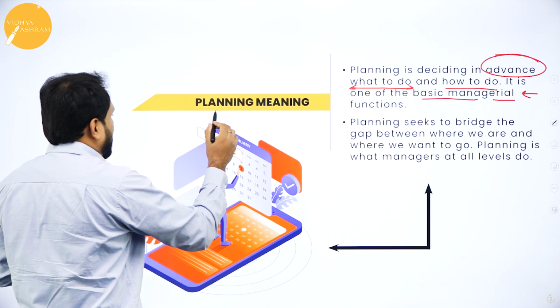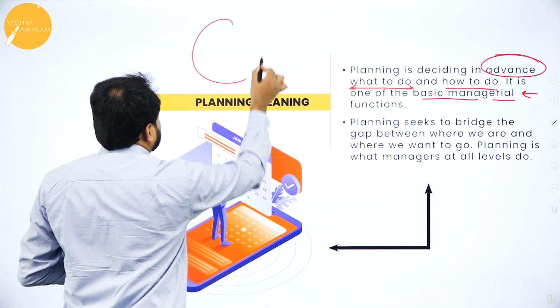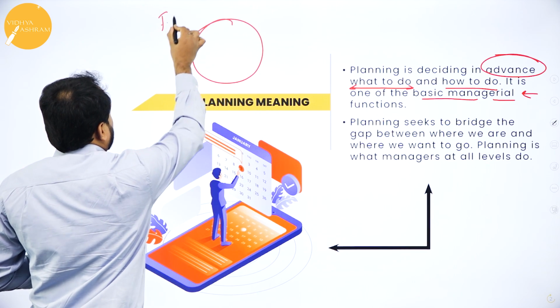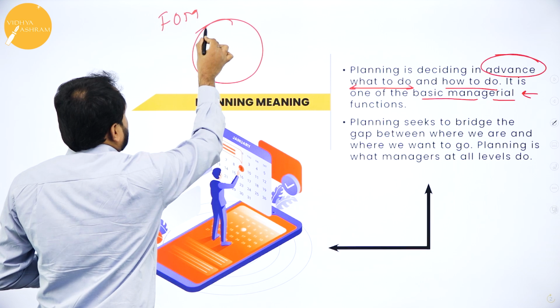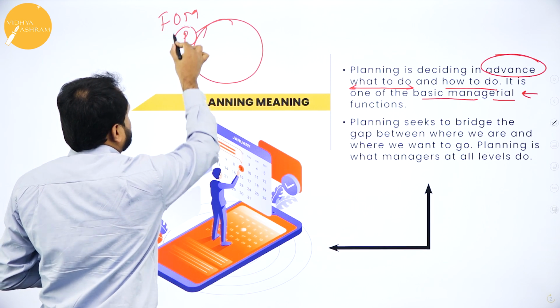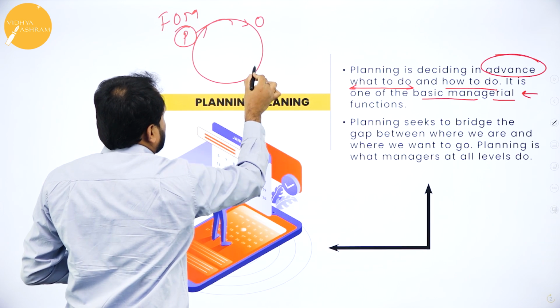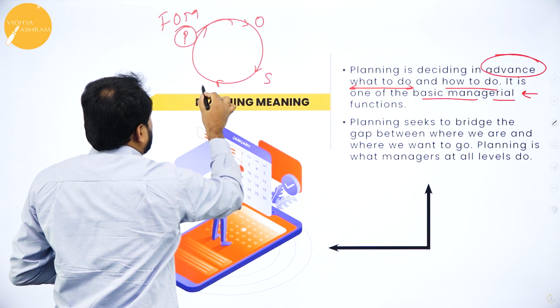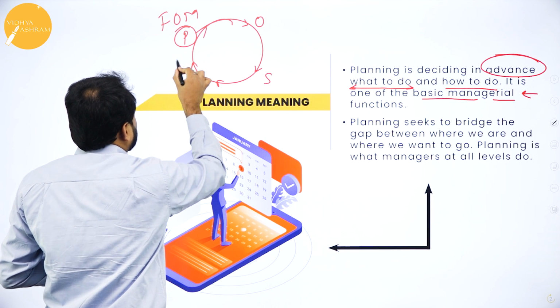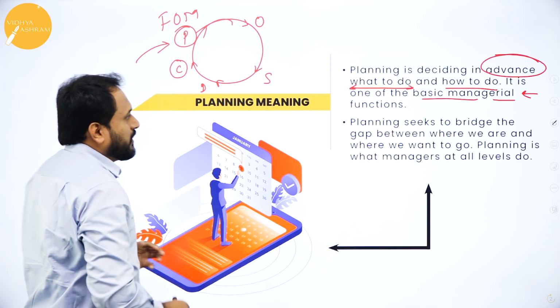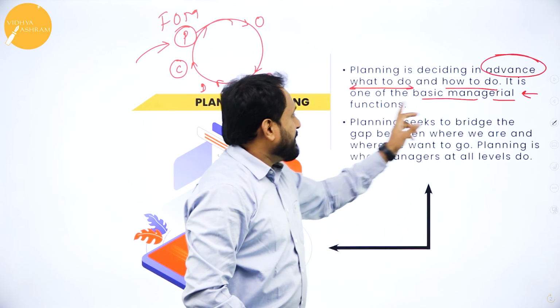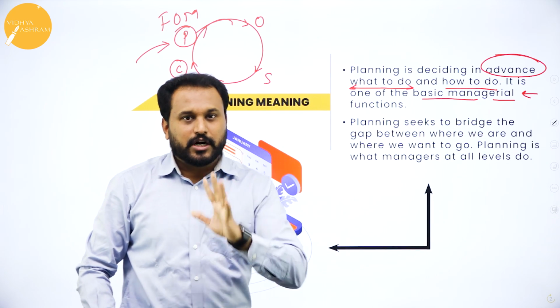I'll write here what exactly it is. Now we have these functions of management. Here we have planning, that is the first one. Then you have organizing, then staffing, then directing, and the last is controlling. So planning is one of the basic managerial functions.